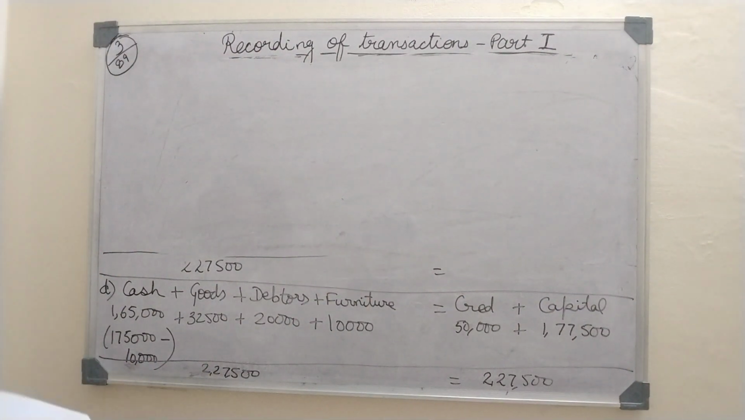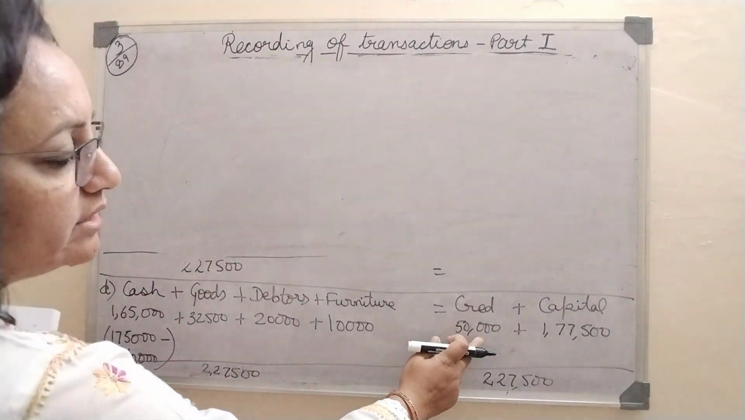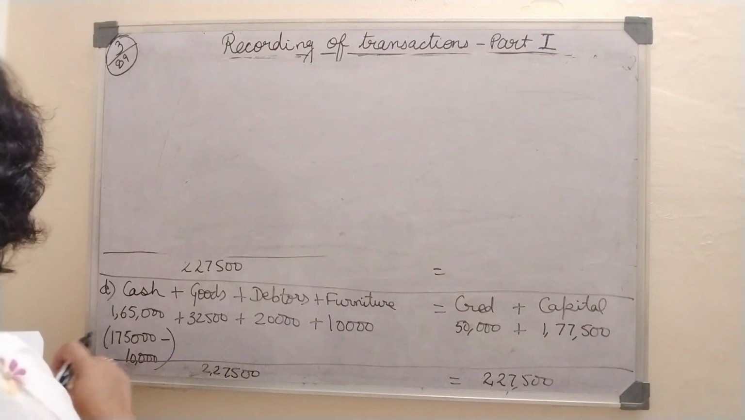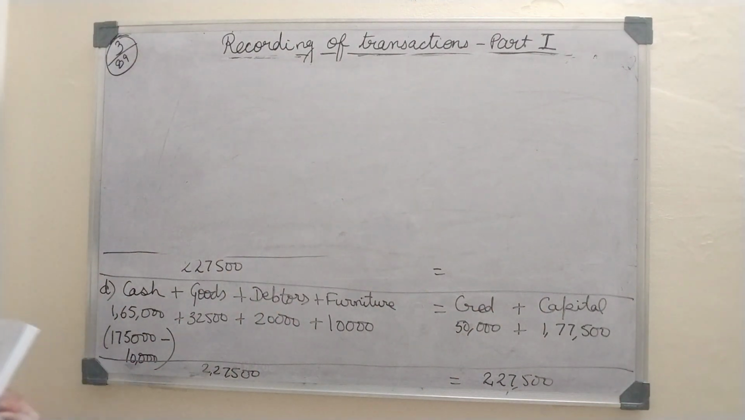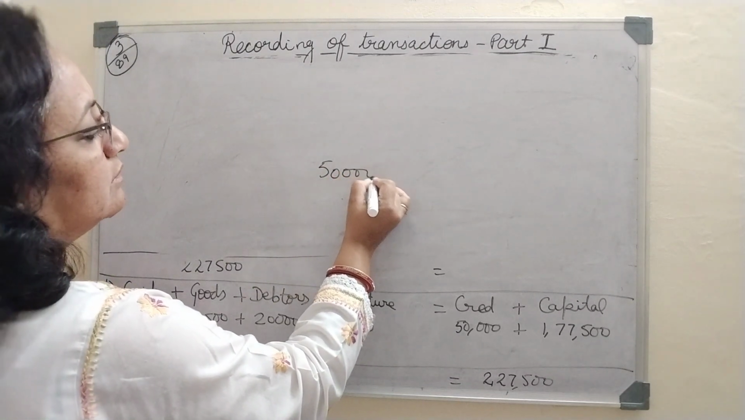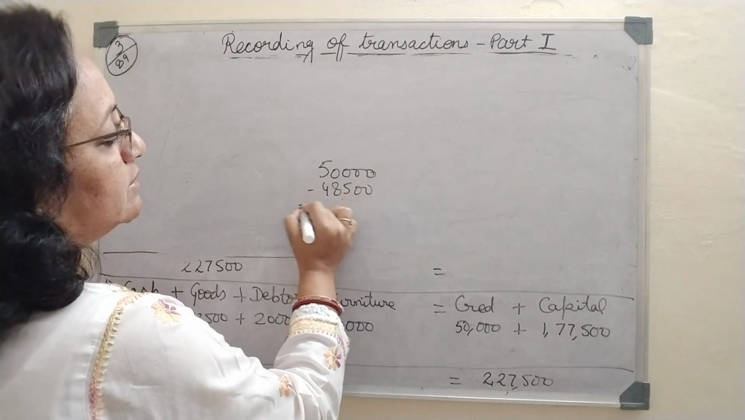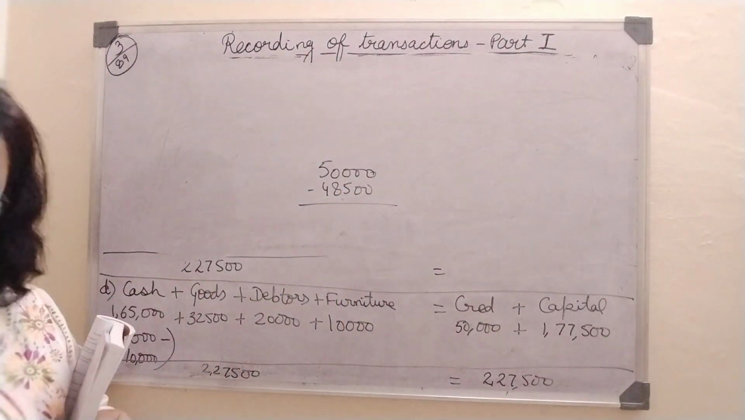The 5th equation is cash paid to Rohit in full settlement. Rohit was my creditor. So I have paid him 48,500. And how much was I supposed to pay him? 50,000, right? But I have paid 48,500. Means that person has given me discount.